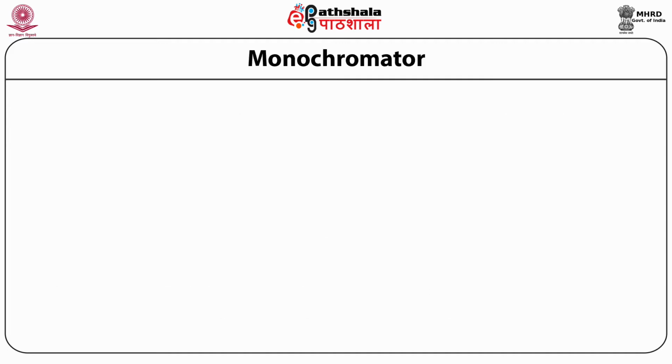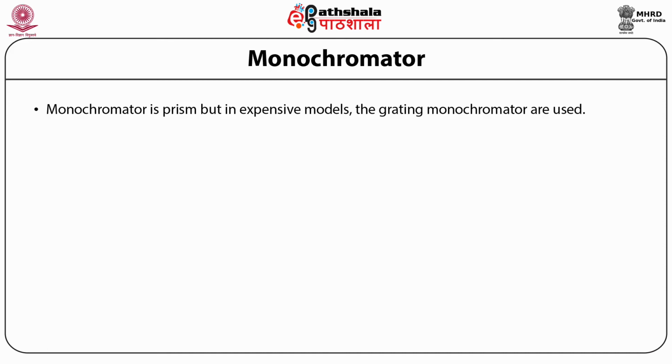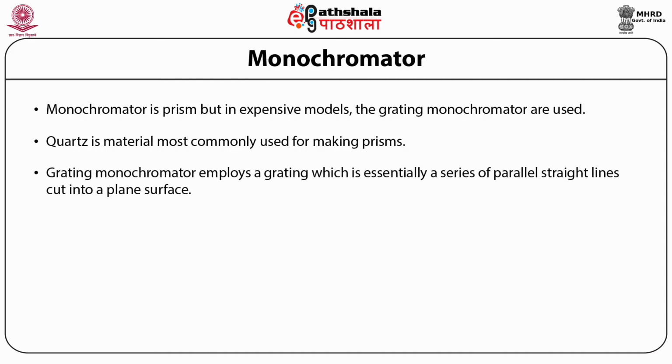The next part of the flame photometer is the monochromators. In simple flame photometers, the monochromator is a prism, but in expensive models, grating monochromators are used. Quartz is the material most commonly used for making prisms, even though its dispersion power is less than that of glass. The reason for this is that quartz is transparent over the entire region. The grating monochromator employs a grating, which is essentially a series of parallel straight lines cut into a plane surface.